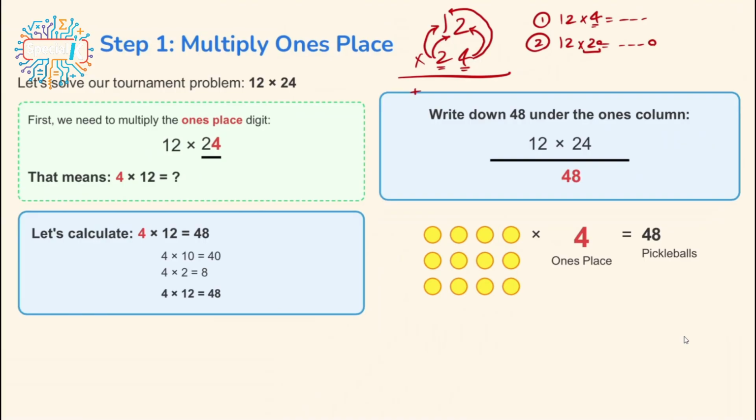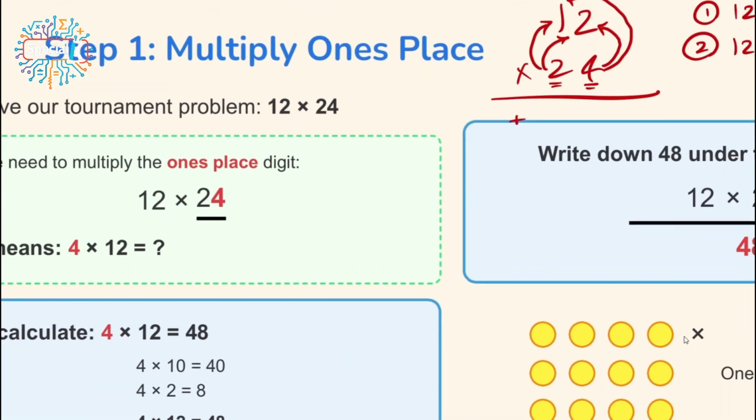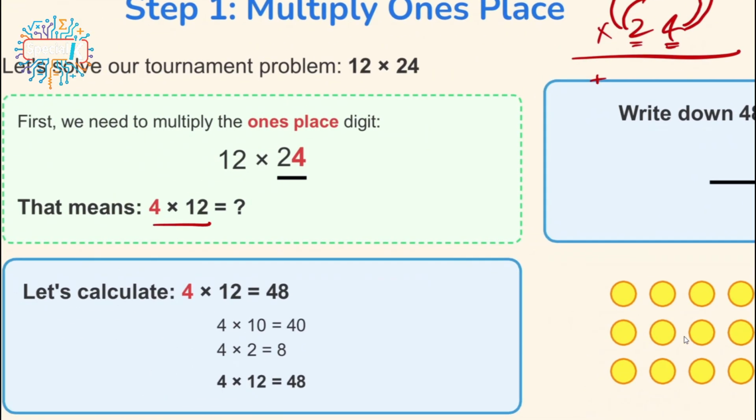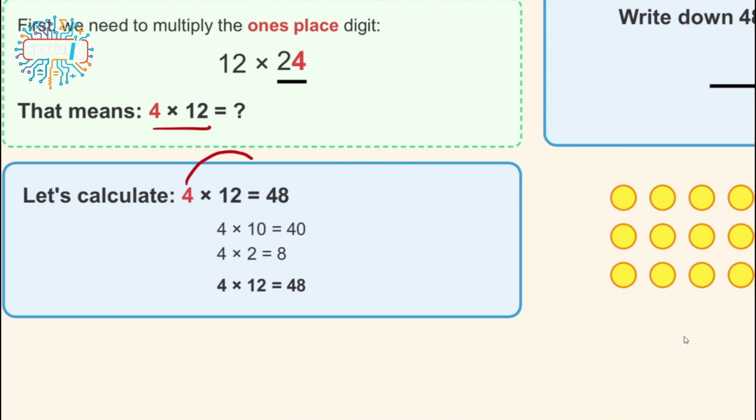So for the first step, I'm going to multiply the number 4, which is the unit digit of my 24, by 12, which is the number that I'm going to find the multiplication of. So I do have 12 times 4. It's easy. Again, 4 times 2, I do have 8. 4 times 1, I do have 4. 48. Or if it's a little bit challenging for you, 12 multiplied by 4, I do have it.